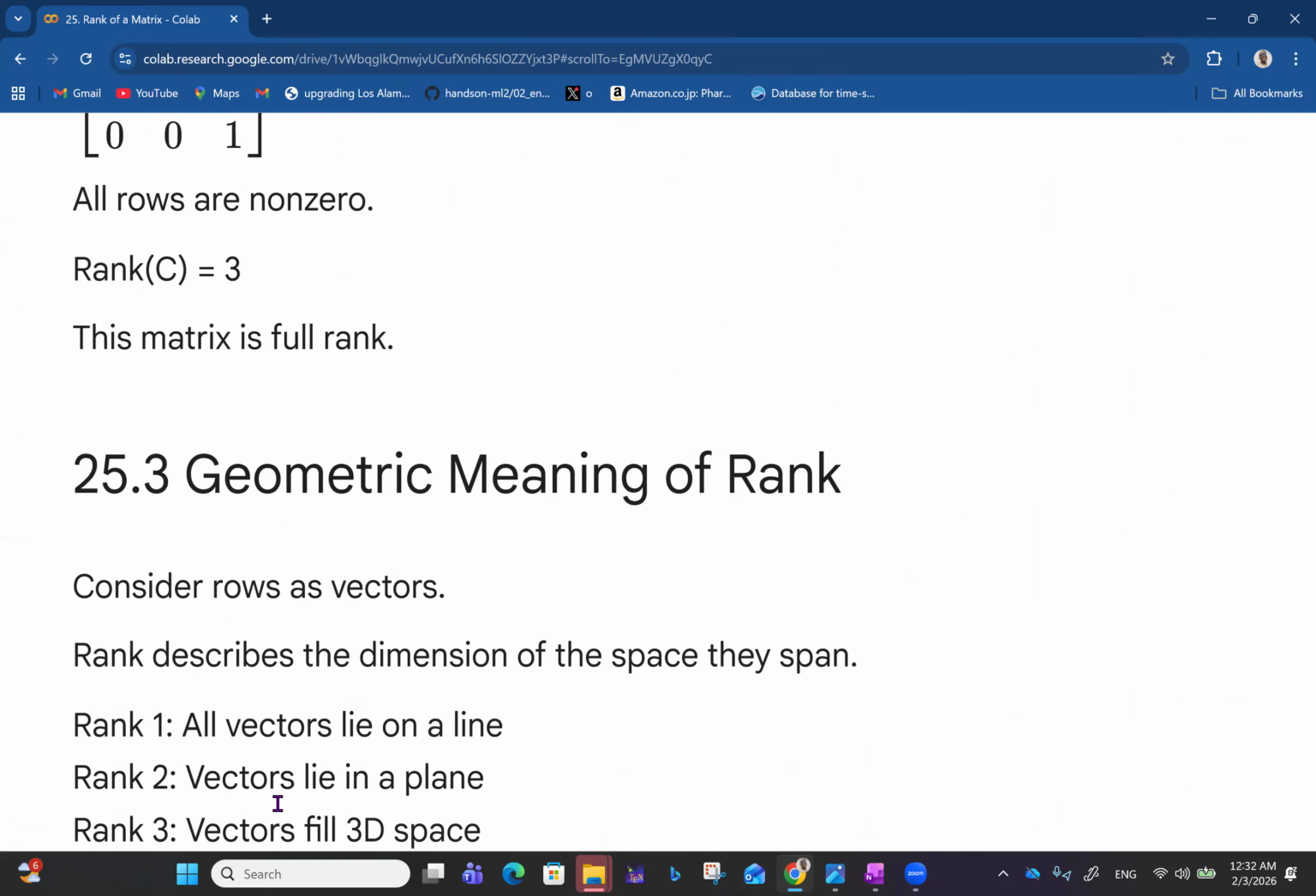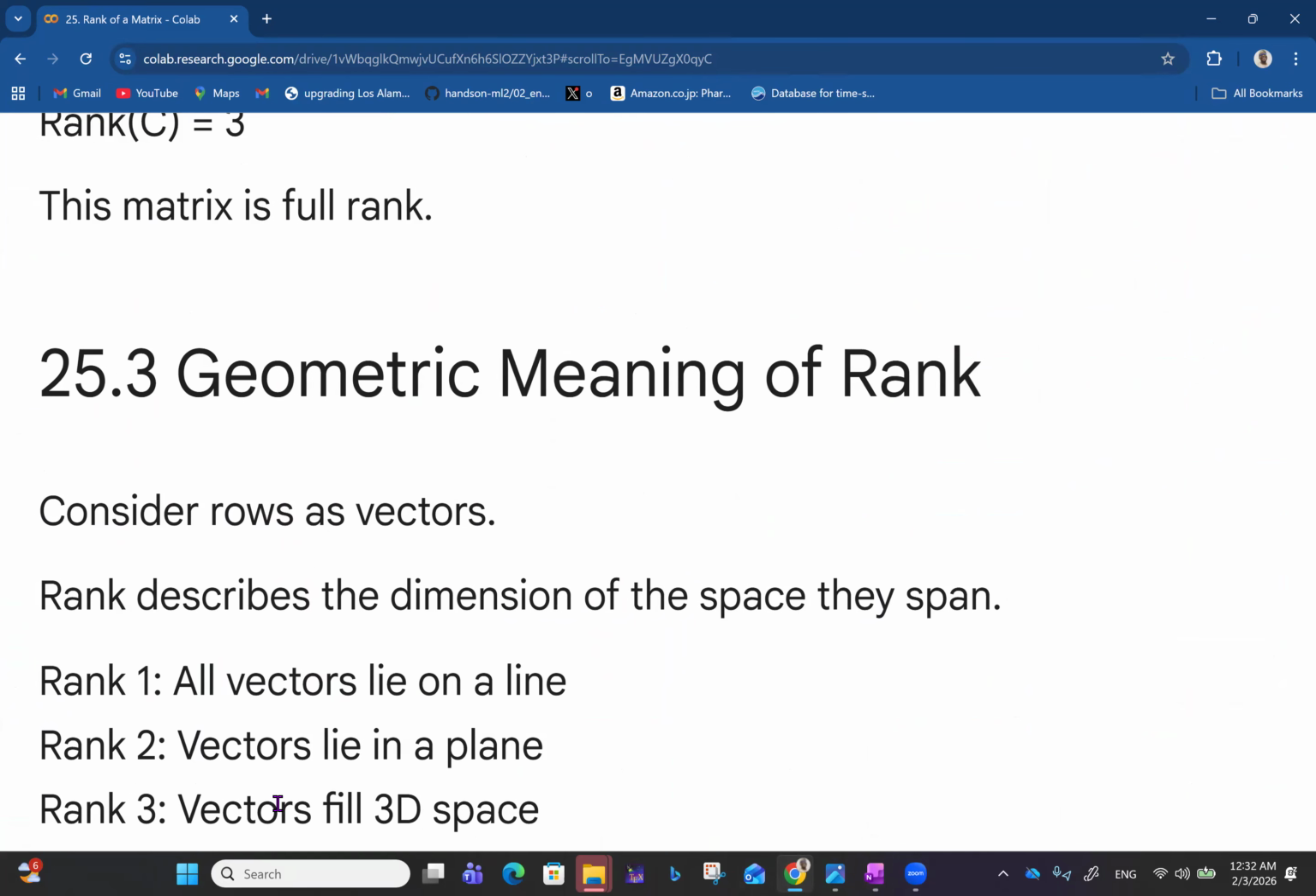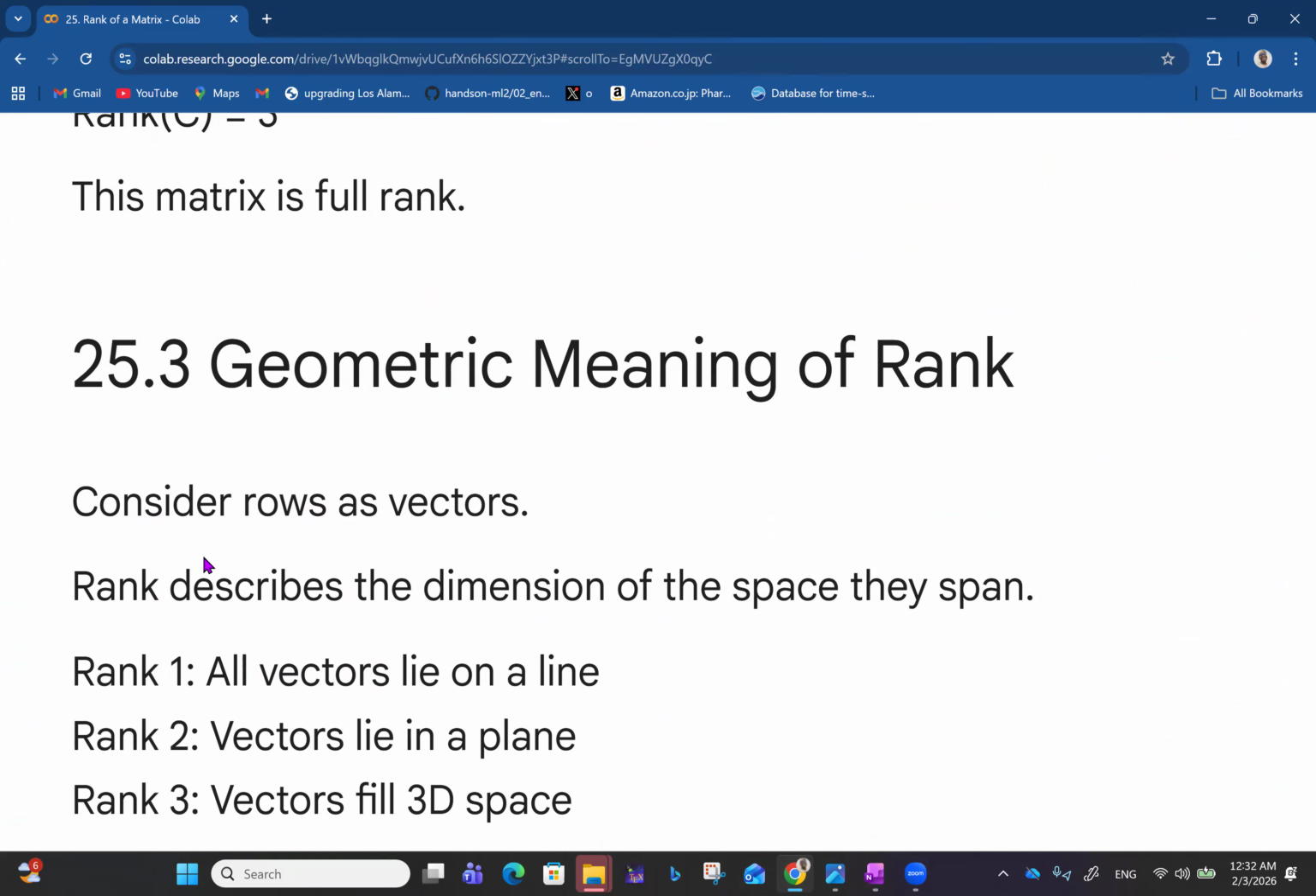So let's talk about the geometric meaning of a rank, right? So consider rows as vectors. If you consider each row as a vector, rank describes the dimension of the space they span, right? So rank 1, all vectors lie on a line. Rank 2, vectors lie in a plane. Rank 3, vectors fill three-dimensional space. Okay? Line, plane, space. That's how that goes for each rank.